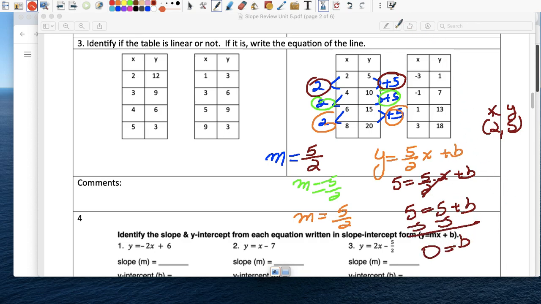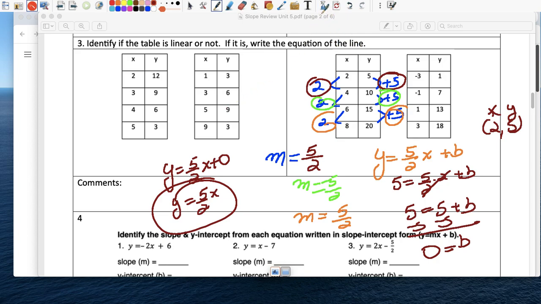So this is actually a proportional relationship. y equals 5 over 2x plus 0. The y-intercept is 0, which you don't have to write. You can leave it just like that. So that's the equation of the line for that relationship.